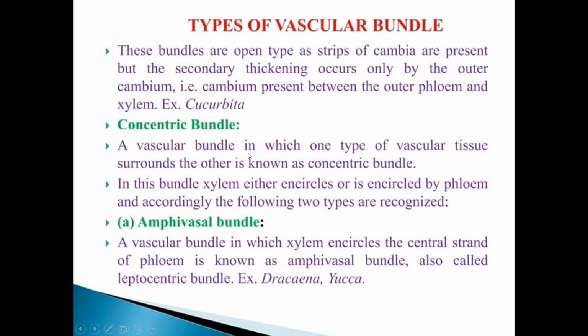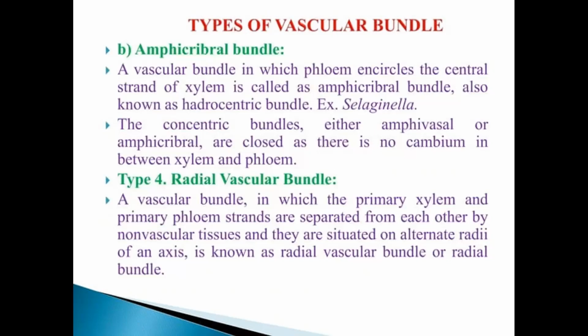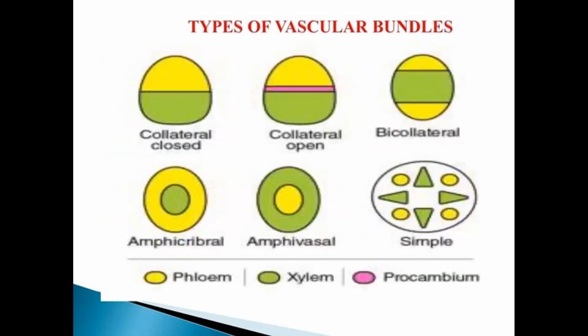That is a vascular bundle in which one type of vascular tissue surrounds the other. It is known as the concentric bundle. So in this bundle, the xylem either encircles or is encircled by the phloem. Here, concentric means one vascular tissue is surrounded by another one. So this is called a concentric vascular bundle.